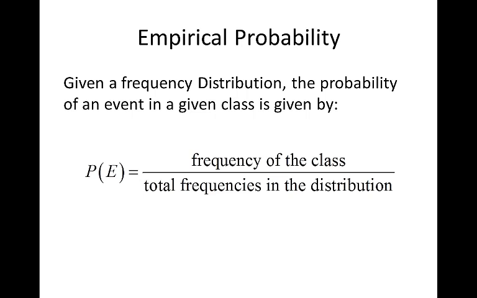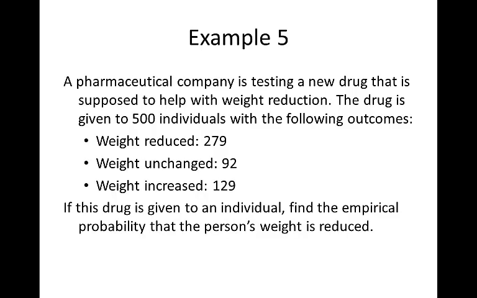Okay, there's also empirical probability. So given some sort of frequency distribution, the probability of the event is given by the frequency of that class divided by the total frequency distribution. And this will make sense once we see an example. So a pharmaceutical company is testing a new drug supposed to help with weight reduction. So the drug is given to 500 people. And here are the outcomes.